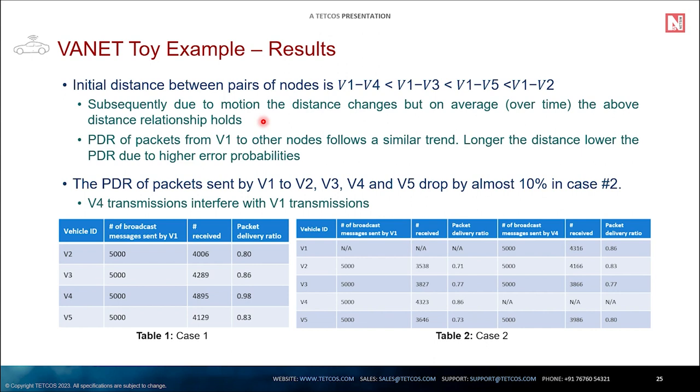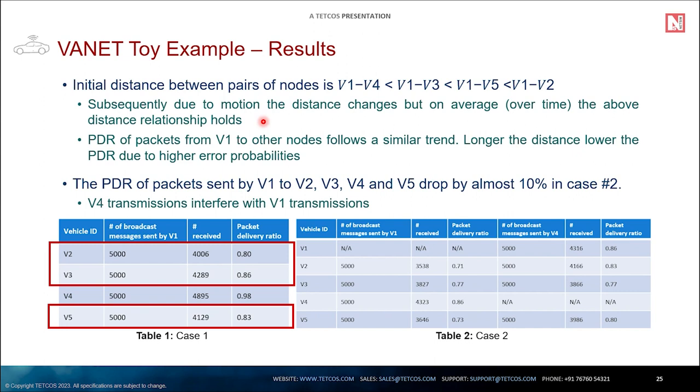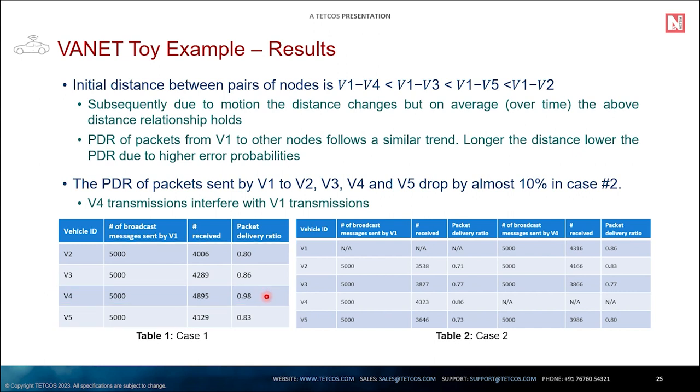We observe that the vehicles that were closer to vehicle 1 on average see a higher PDR than the vehicles that were further away. This is as expected. Further away nodes see lower signal strength due to path loss and hence higher error rates.